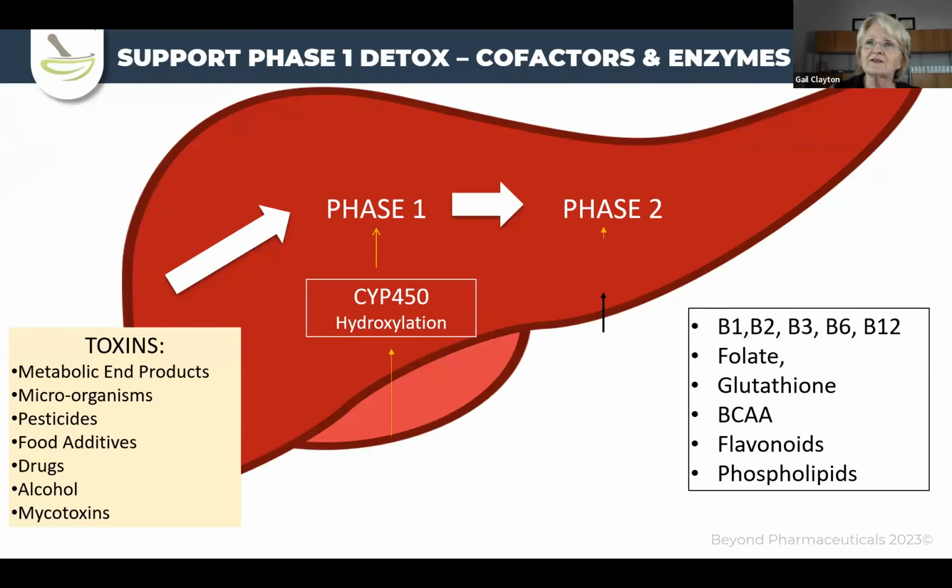So, to support phase 1, you remember I said in an earlier slide, phase 1 is where we're putting that hydroxyl radical. So we want to make sure we have all those B vitamins, B1, B2, B3, B6, B12, that really supports phase 1, along with folate. We want glutathione as an antioxidant on board. Branched chain amino acids are needed in phase 1, flavonoids, phospholipids. So you can see you need a wide variety of antioxidants.